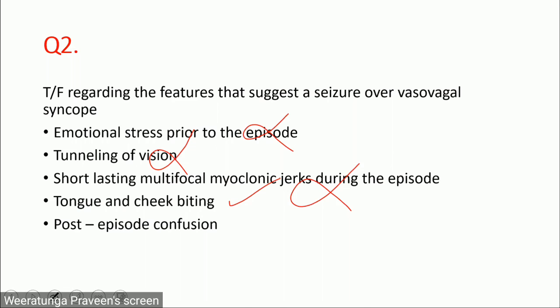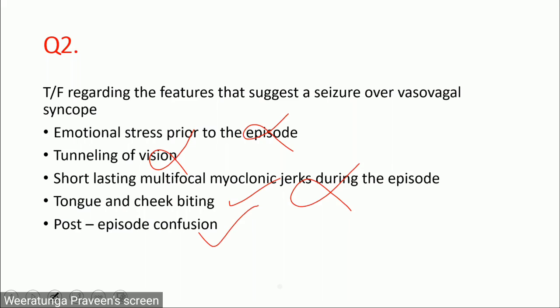Another very important thing is that a patient with a seizure will almost always have amnesia to the event. They can't remember what happened. It's a very important point. And they are confused. Some of them are a bit drowsy and sleepy following it. So post-episode confusion and post-episode drowsiness are very suggestive of a seizure.